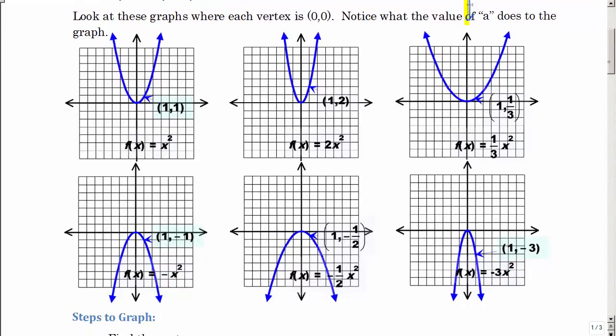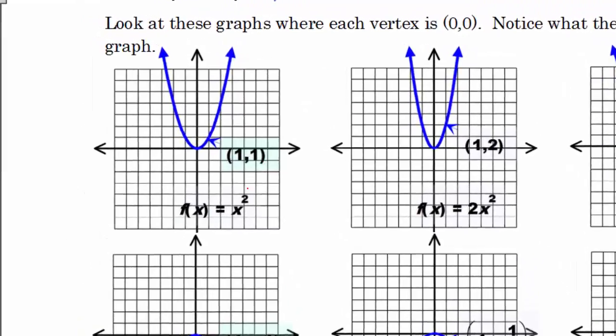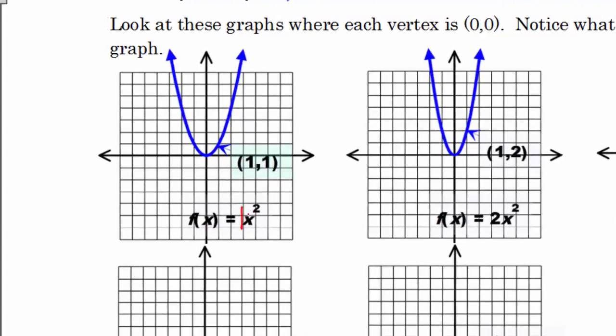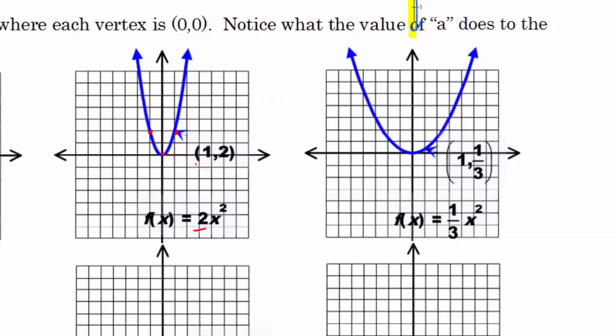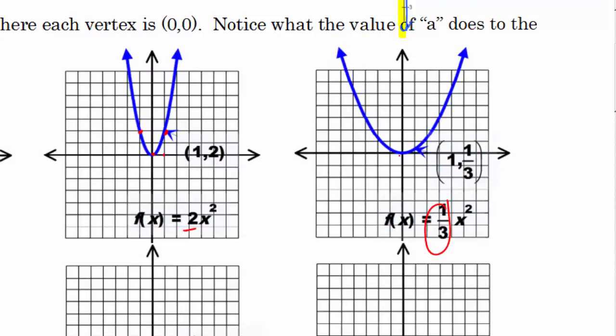Look at these 6 graphs. On this one, the value of a is 1x squared, and our vertex is at 0, 0, and I went over 1 and up 1, and also the same thing on the left. You cannot continue this process, it only works from the vertex. If a is 2, from the vertex you can go over 1 and up 2, and notice that the graph is somewhat skinnier, if you will. If a is 1/3, over 1 and up 1/3 kind of flattens out or gets wider.